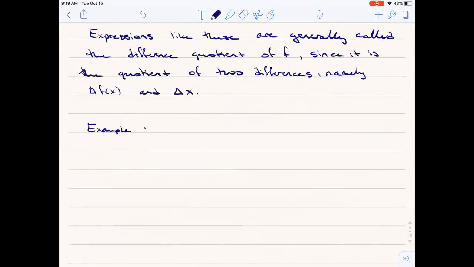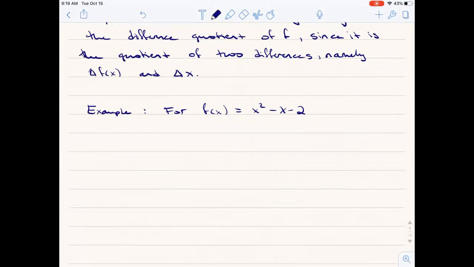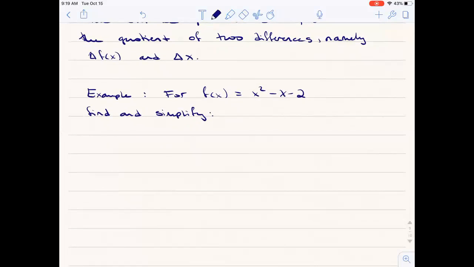Example. For f of x equal to x squared minus x minus 2, find and simplify. Part A, I want you to find f of 3 plus h minus f of 3 over h.